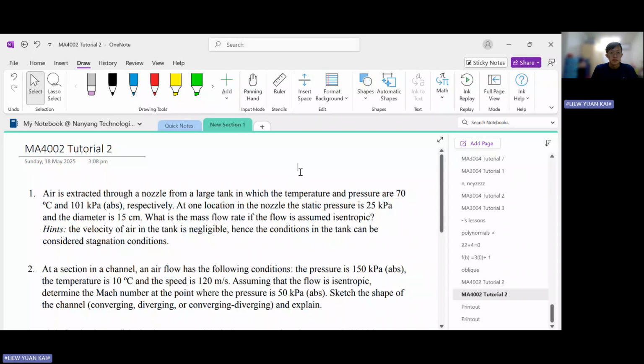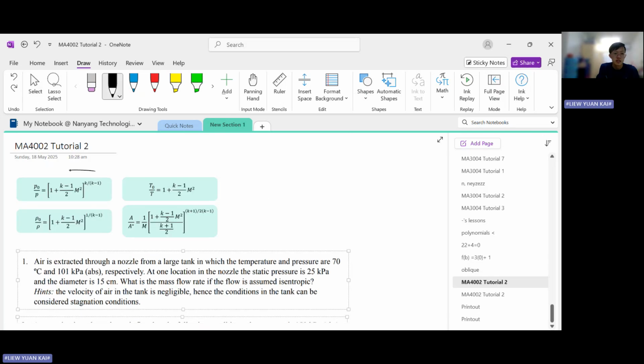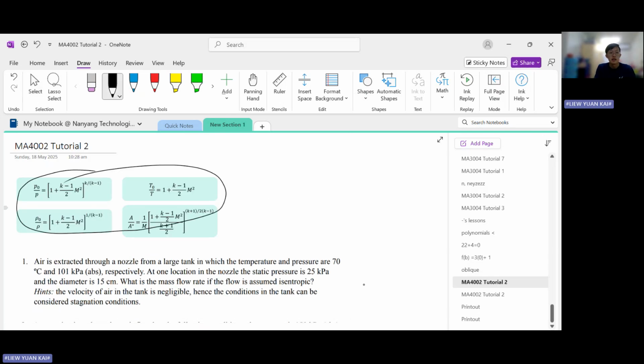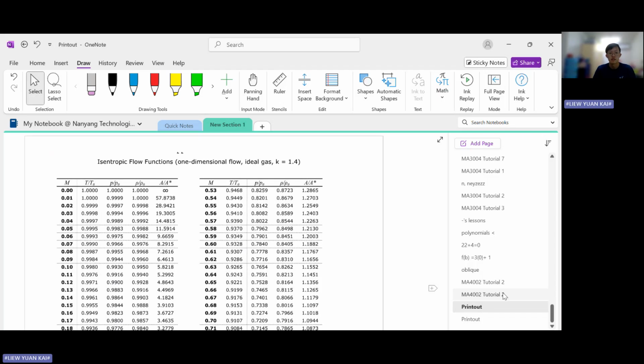Okay, so what is this video about? This video is doing tutorial 2 again, same as the last two videos, except now I am going to use the tables. Before, in the previous videos, I was using the isentropic flow functions. Basically I'm using these sets of formulas to solve problems. This time I'm going to use tables. When I say tables, I mean this table, the flow function tables. Okay, so let's get started.